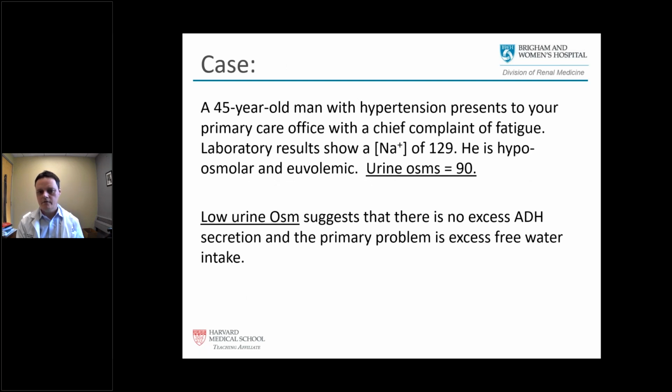Another case here, 45-year-old man with a history of hypertension presenting to the primary care clinic with a chief complaint of fatigue. Lab results show serum sodium of 129. He's hypoosmolar and euvolemic. His urine osmolality is 90. His low urine osmolality suggests that there's no excess ADH secretion and that the primary problem is excess free water intake.